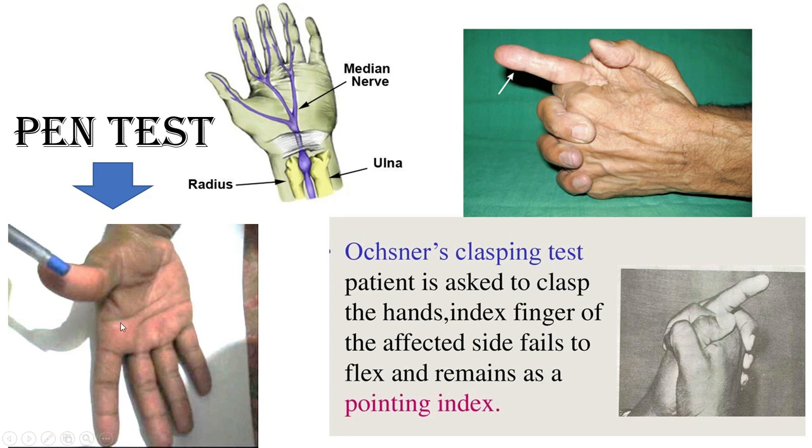Now if we ask the patient to extend his thumb with full supination, and if we ask the patient to abduct the thumb and touch the pen, the patient cannot. This is called the pen test.